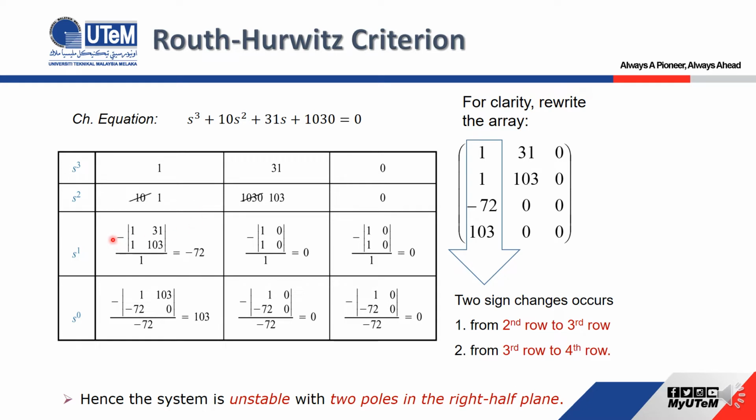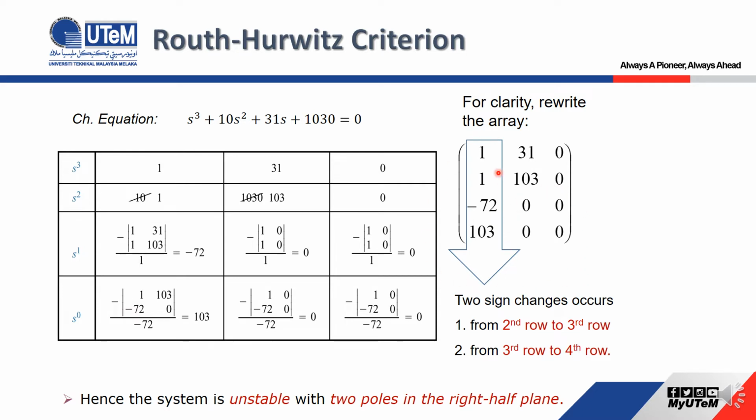For the remaining rows, we use the formula that we have discussed before, and after we apply that formula, we get the first column equal to negative 72, and the next equal to 103. So based on this, we can simplify like this.